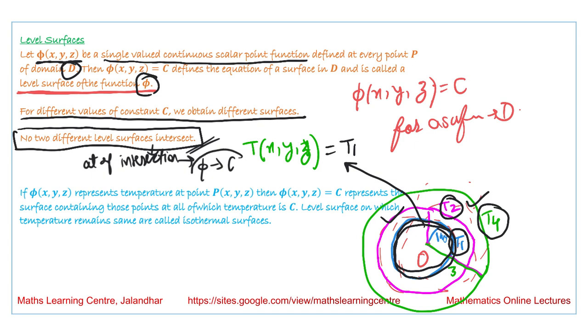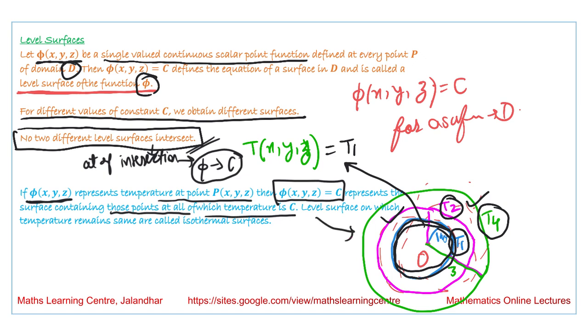So for both of these two surfaces the value is c, it means that they are corresponding to the same level surface. Next we have, if phi(x, y, z) represents the temperature at the point P(x, y, z), then phi(x, y, z) = c represents the surface containing those points at all of which the temperature is c. So this thing we have already seen, and these kind of surfaces are called the isothermal surfaces.